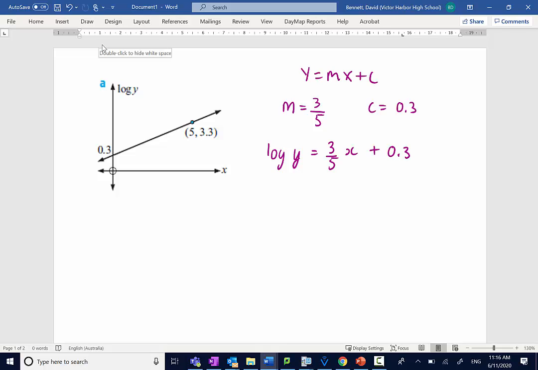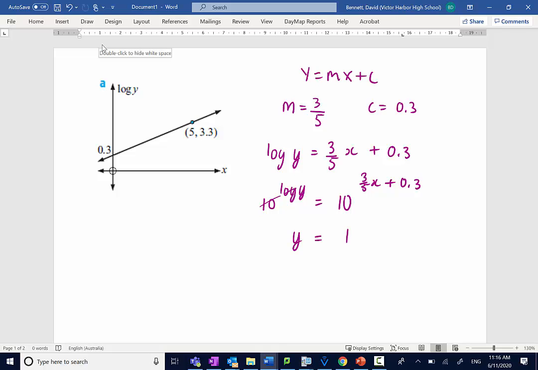So when you've got this with just logs on one side, the best way to get rid of the log is to put that to a power of 10. So we go log y to the power of 10. Then we have to do the same thing to the other side as well. So 3/5 x plus 0.3 all to the power of 10. Alright, so at this point, they cancel each other out. So I've got y on that side.